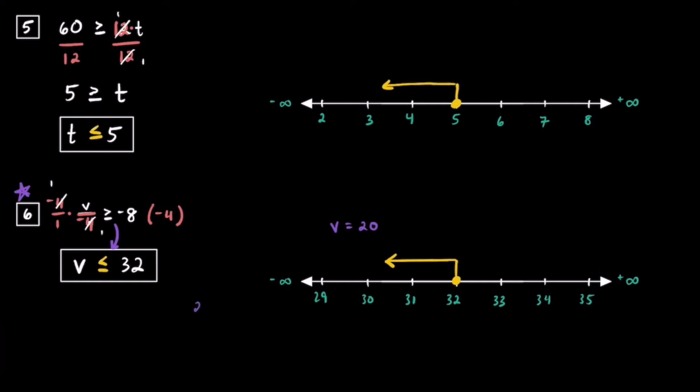So if we plug it in and say 20 over negative 4, that should be greater than or equal to negative 8, right? If we flipped it and did it correctly. So this negative 20 divided by negative 4 is equal to negative 5.